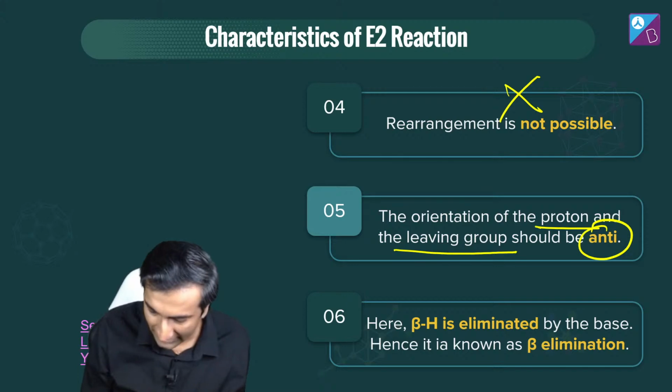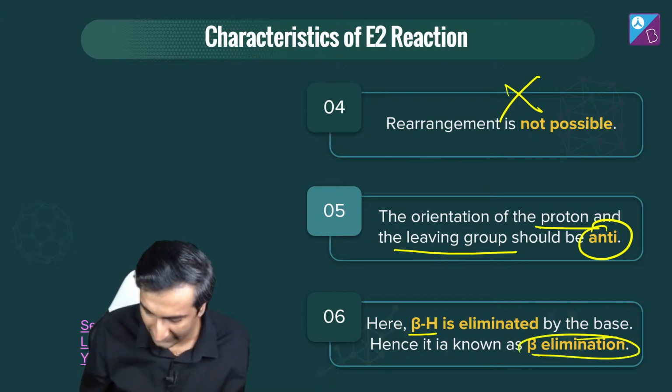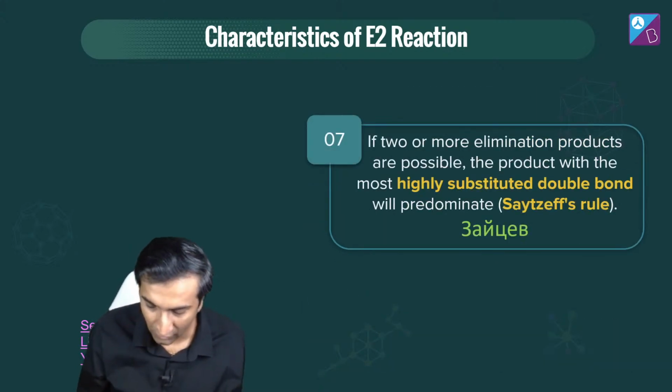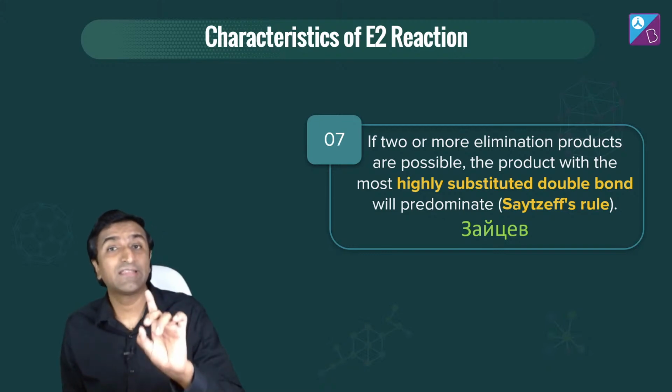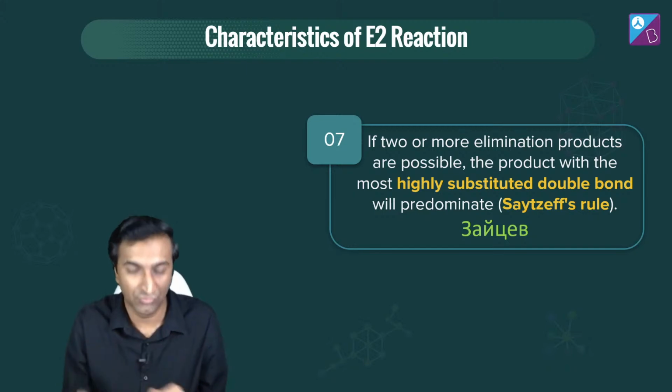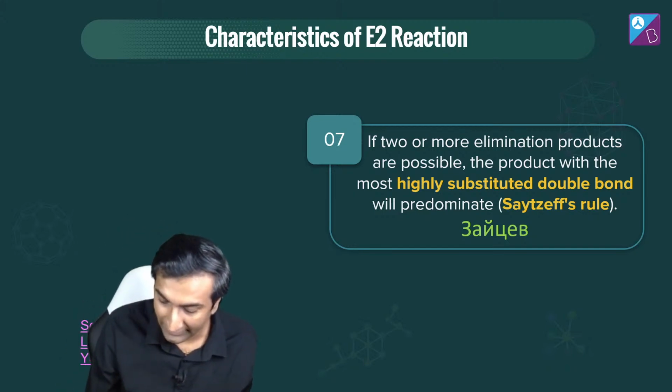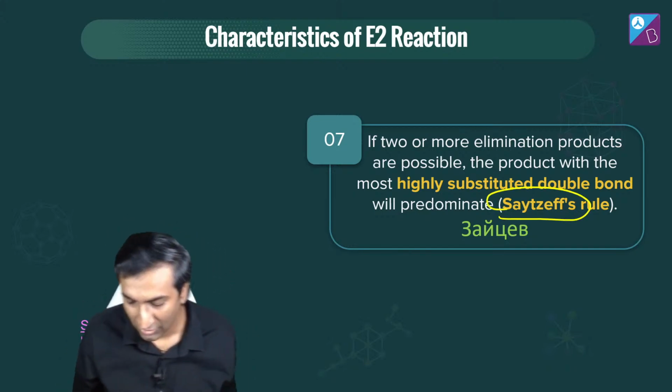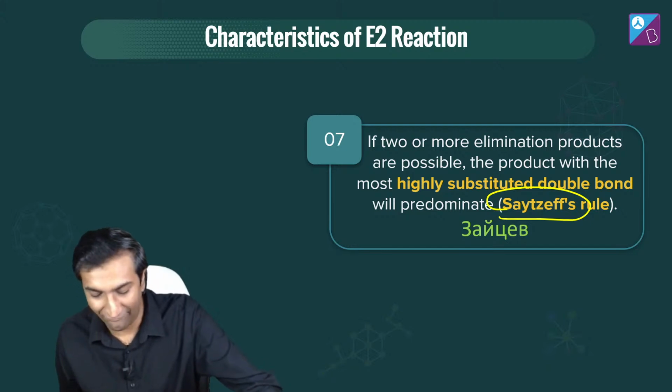Okay? Beta hydrogen eliminated by the base, so it's called beta elimination. That's it, as simple as that. Okay. Now, अगर एक से ज्यादा बीटा पोजीशन है, बीटा हाइड्रोजन अगर एक से ज्यादा है, तो कौन सा हाइड्रोजन निकलेगा? This is figured out by this amazing scientist called Zaitsev.